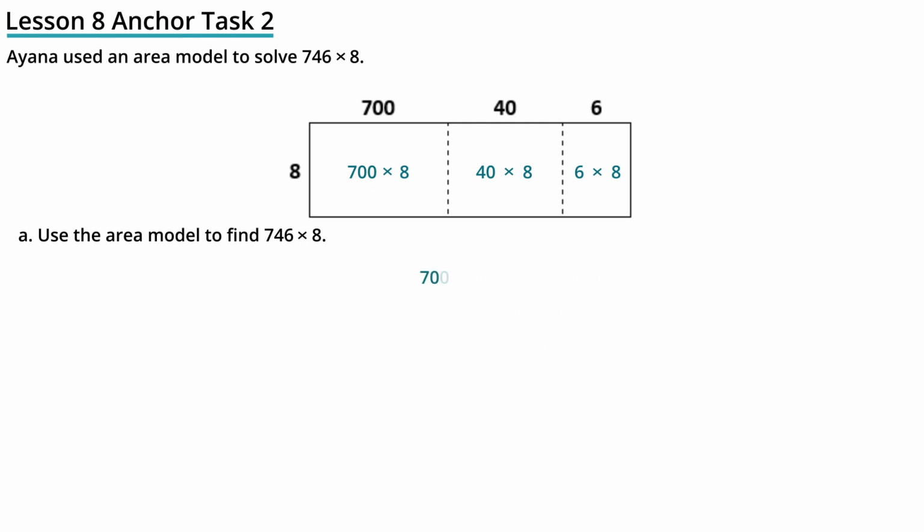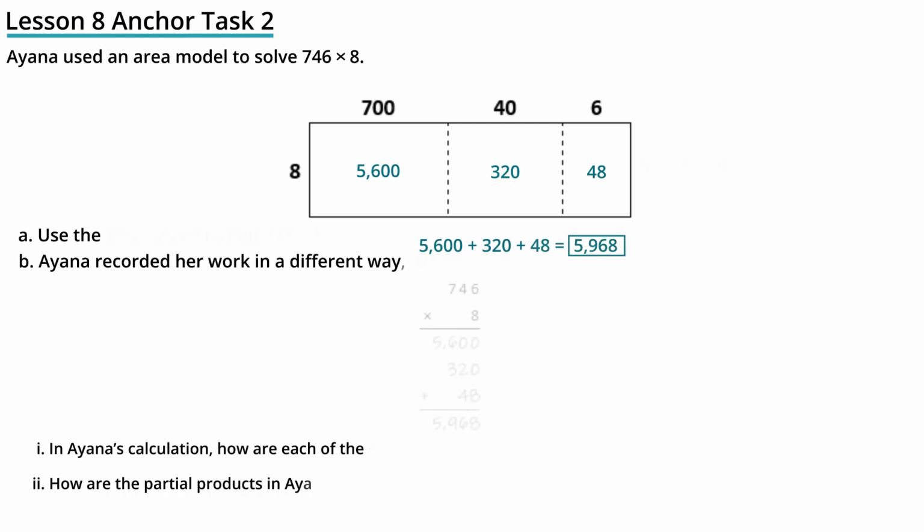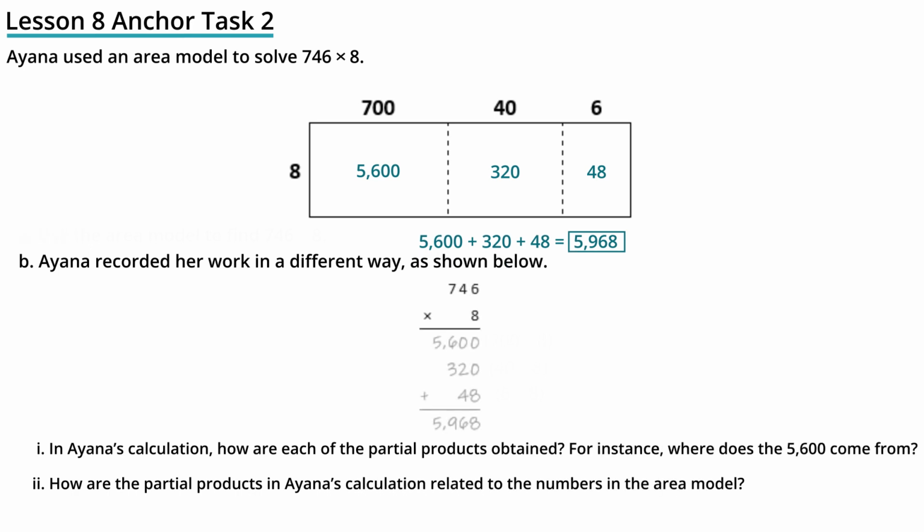They calculate 700 times 8 by calculating 7 times 8 times 100, or 56 times 100, or 5,600. Similarly, they find 40 times 8 to be 320, and 6 times 8 to be 48. Lastly, students must add the areas of each of these regions together to find the total area of the figure, which is 5,968. In Part B, students are introduced to the partial products algorithm for the first time.